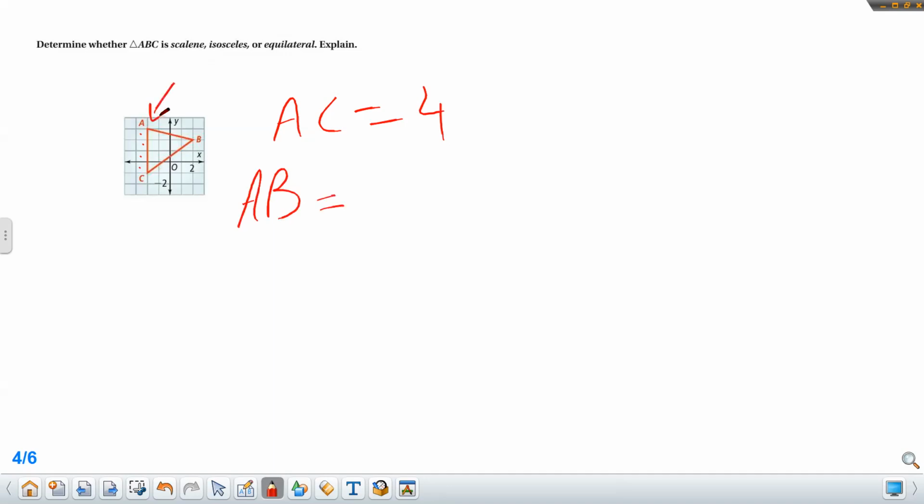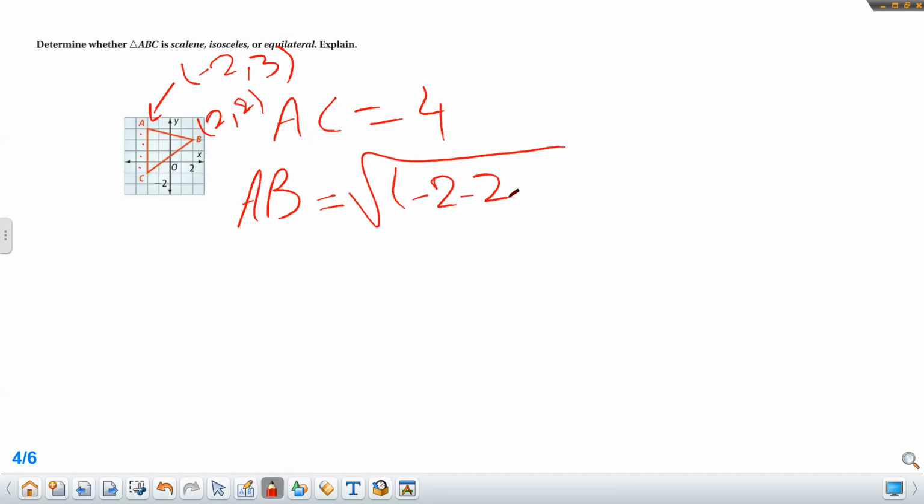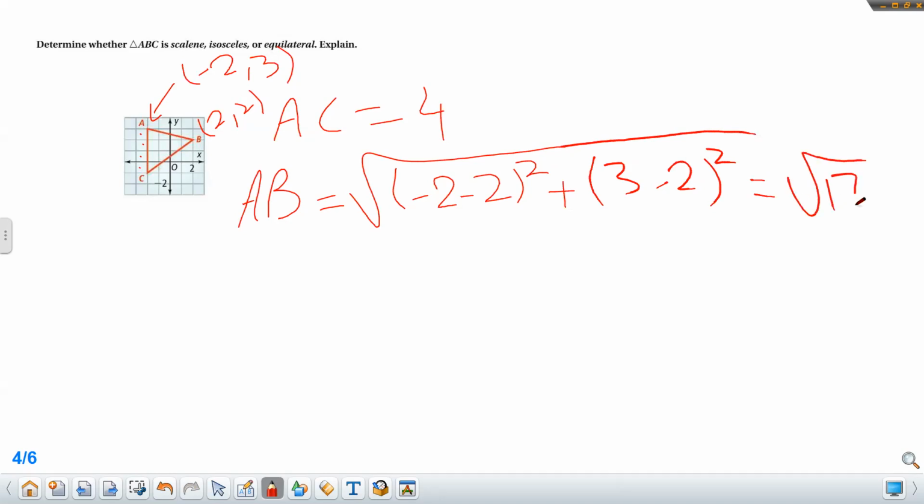A here is, yes, good, (-2, 3). But B is (2, 2). So you can find AB, square root of (-2 minus 2) all to the power 2 plus (3 minus 2) all to the power 2. Then you can evaluate it. It will be square root of 17.